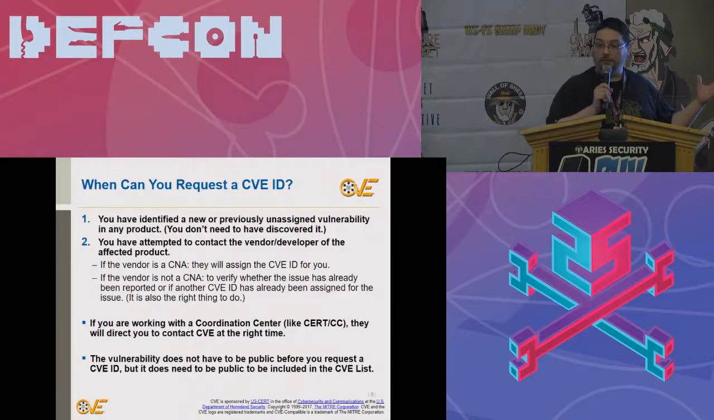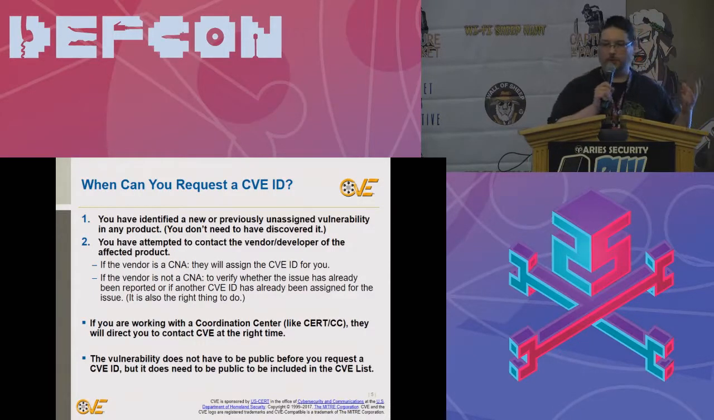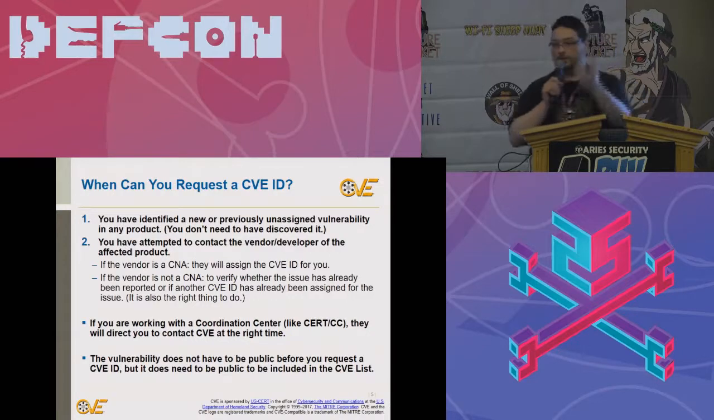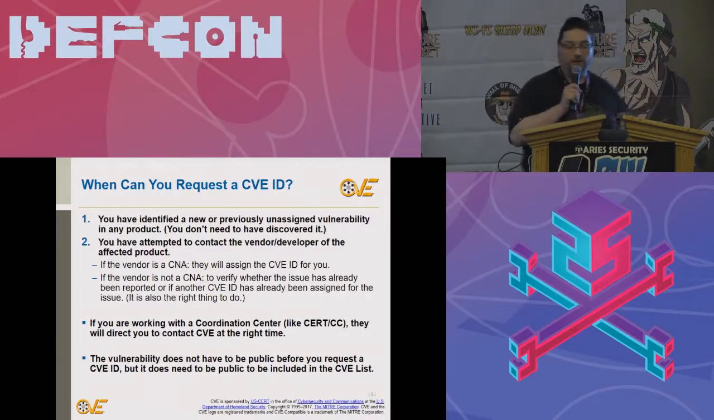So let's say you've discovered something. The first step in a responsible or coordinated or whatever term you want to use disclosure process is reaching out to the maintainer of that software. So if it's a vendor, it would be a vendor. If it's an open source project, it's reaching out to the people who run the project and get them in the loop. They should be aware of it.